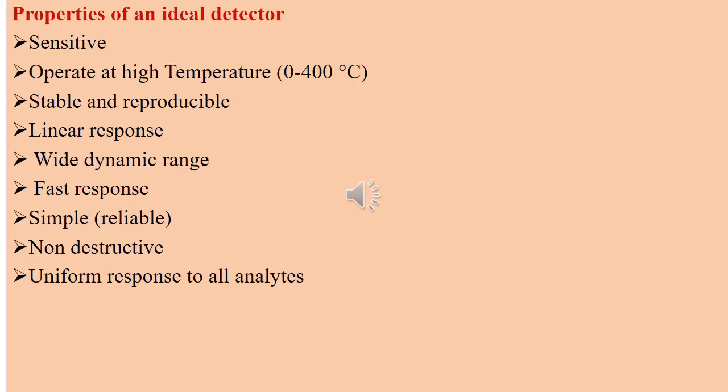Now, what are the properties of an ideal detector? An ideal detector should be sensitive, it should operate at high temperature, approximately 0 to 400 degrees centigrade. It should be stable and reproducible. It gives linear responses, which means a wide dynamic range, fast responses, and it should be simple and reliable. It should be non-destructive, and uniform responses should be obtained for all analytes.